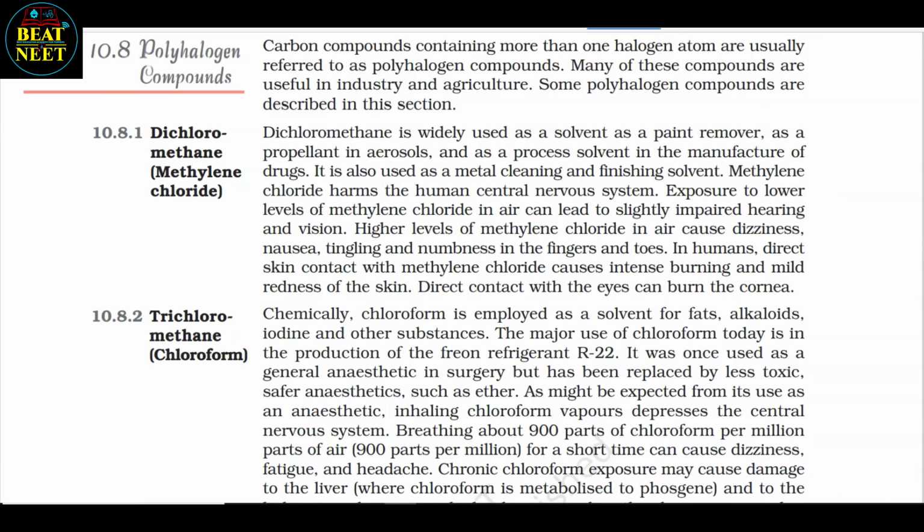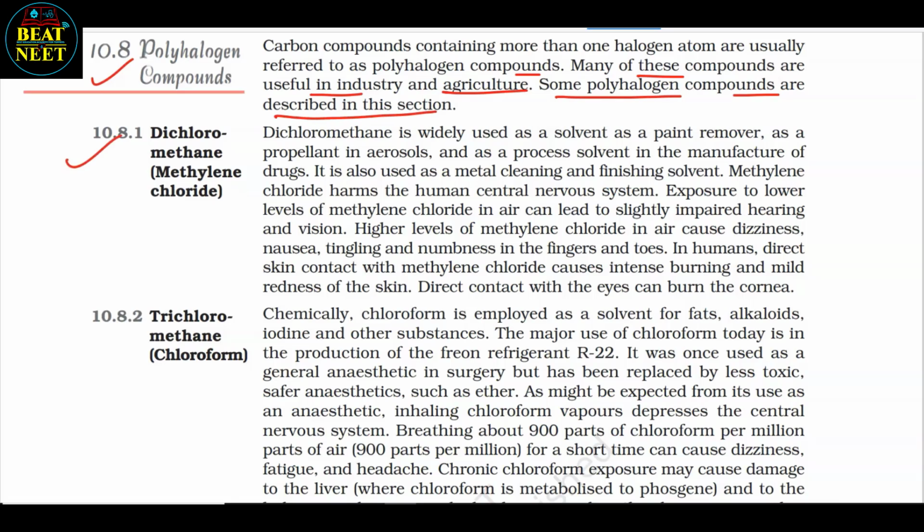10.8 Polyhalogen compounds. Carbon compounds containing more than one halogen atom are usually referred to as polyhalogen compounds. Many of these compounds are useful in industry and agriculture. Some polyhalogen compounds are described in this section.